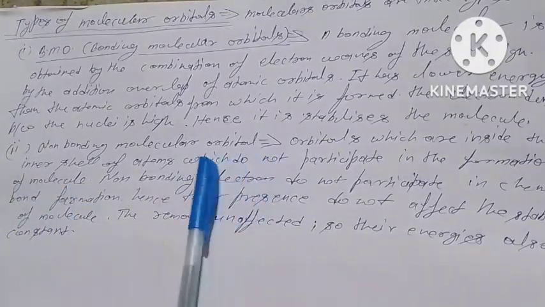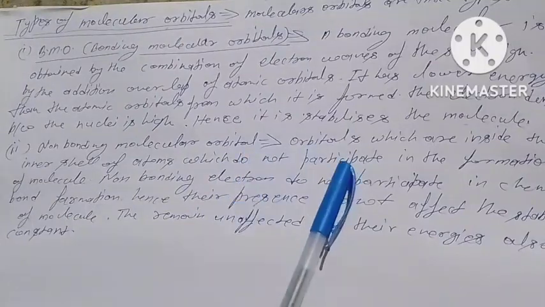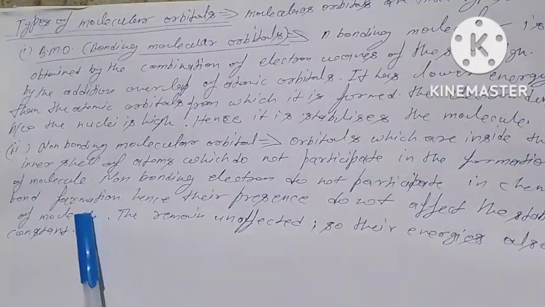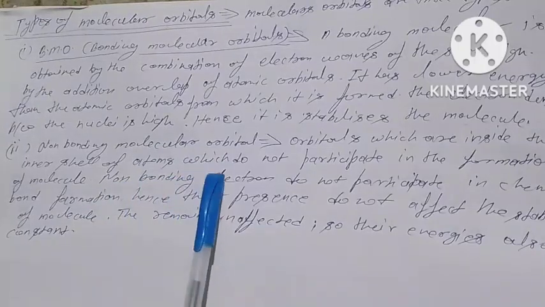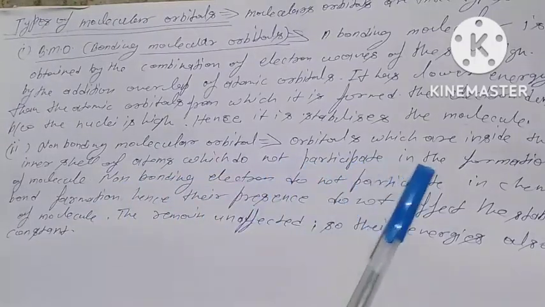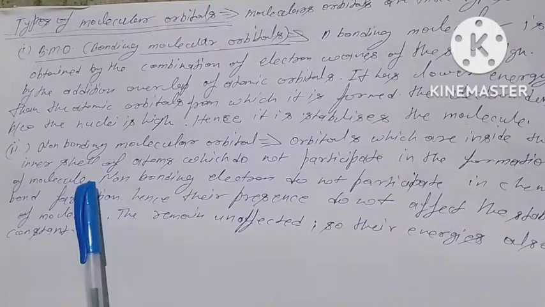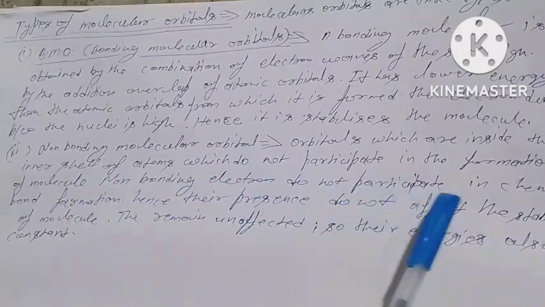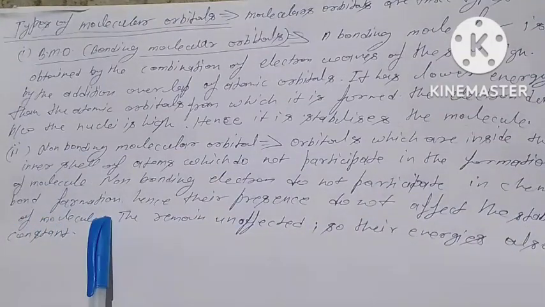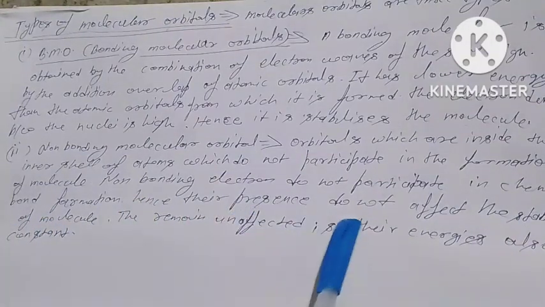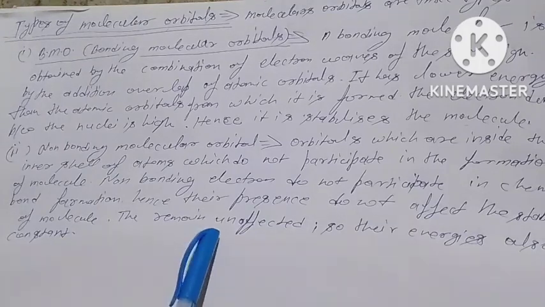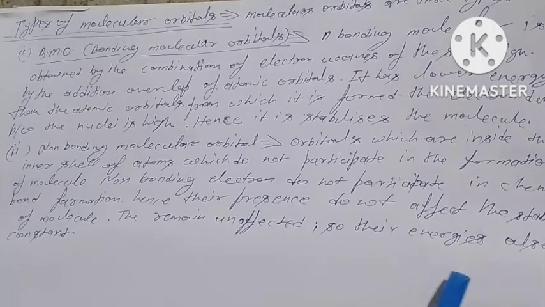Second, non-bonding molecular orbitals. Orbitals which are inside the inner shell of atoms which do not participate in the formation of molecules. Non-bonding electrons do not participate in chemical bond formation. Hence, their presence does not affect the stability of molecules. They remain unaffected, so their energy is also constant.